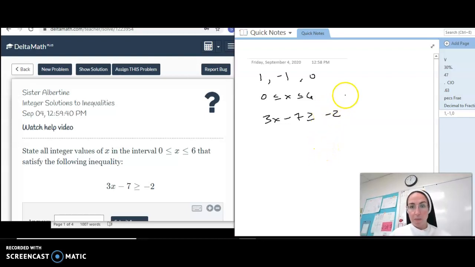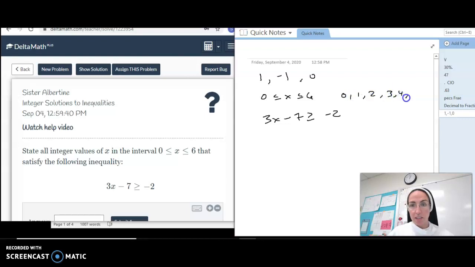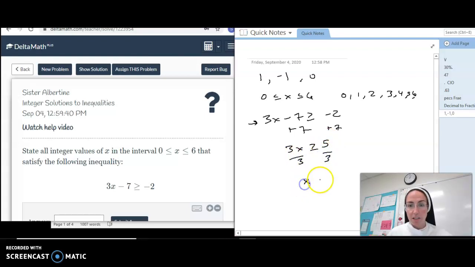So one way you could go about it is you could try every number between 0 and 6, and certainly you could find the answer that way. Or you could solve for x, and that might be a little quicker. So let's try solving for x. I'd add 7 to both sides, and I get 3x is greater than or equal to 5. Then I divide by 3 on both sides. So x is greater than or equal to 5/3.